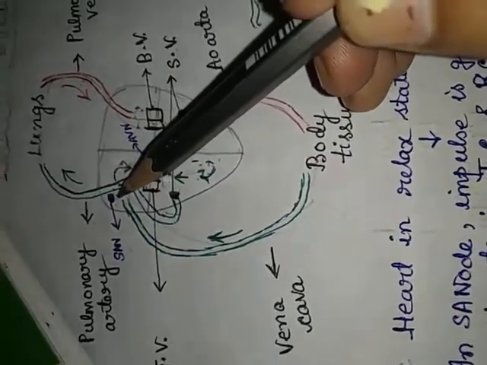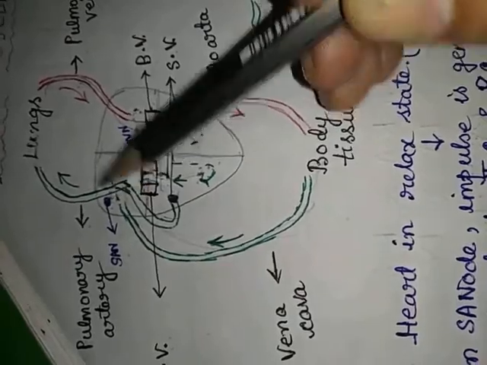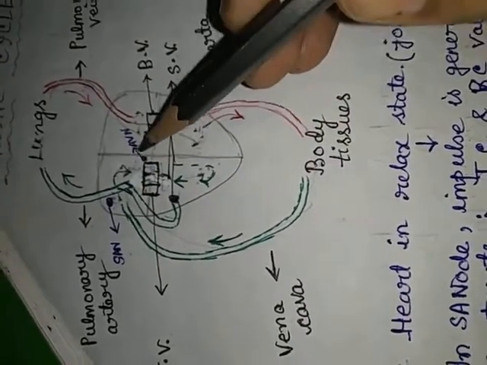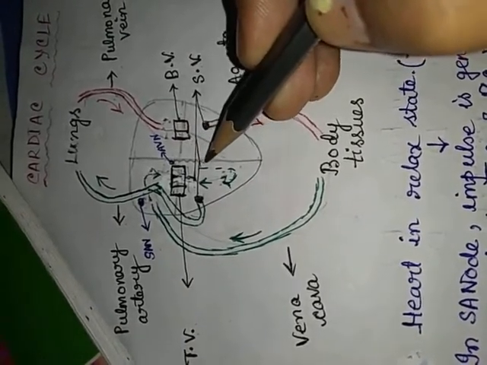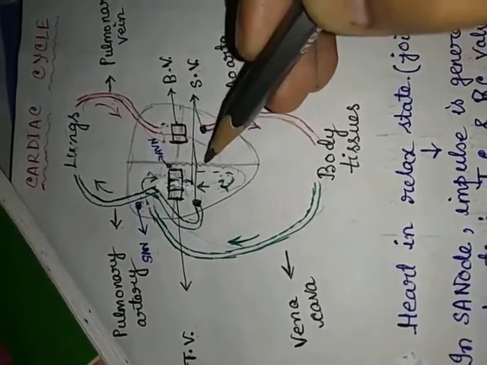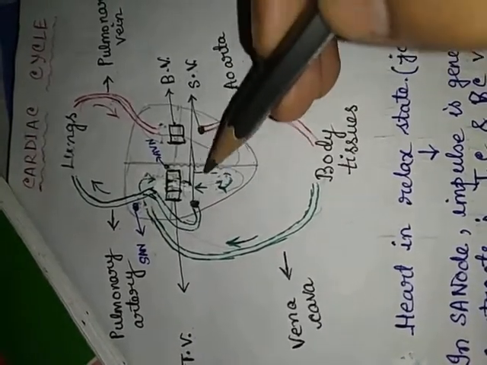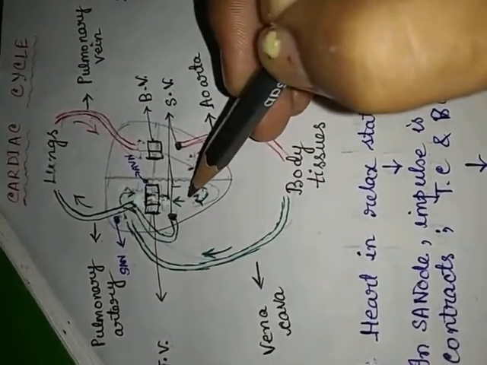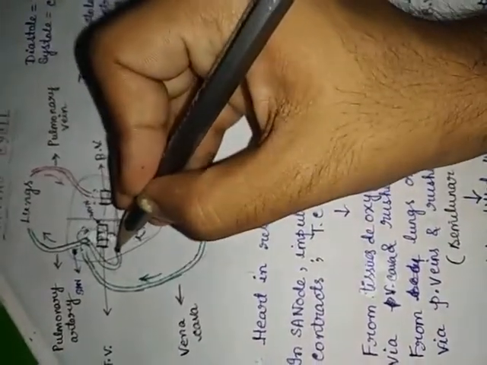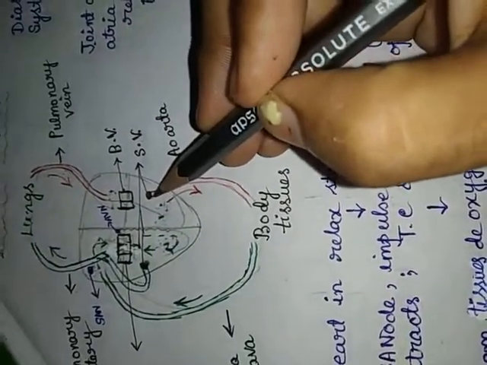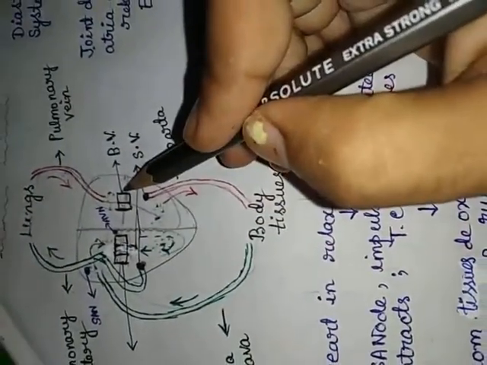Now the stimulus that is generated in the SA node comes to the AV node also, and from the AV node the impulse passes through the bundle of His, and the ventricles become contracted. Ventricle contracted means ventricular systole. When the ventricle undergoes systole, the semilunar valves become open and the bicuspid and tricuspid valves become closed.